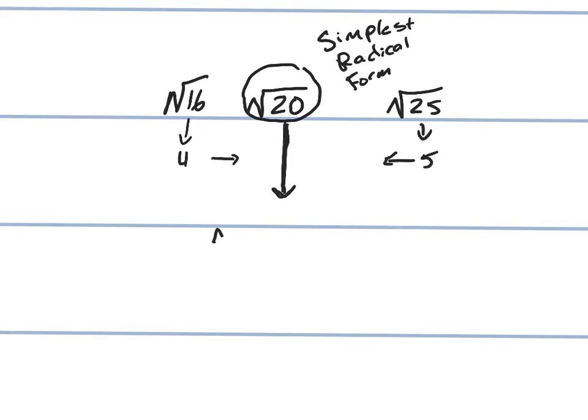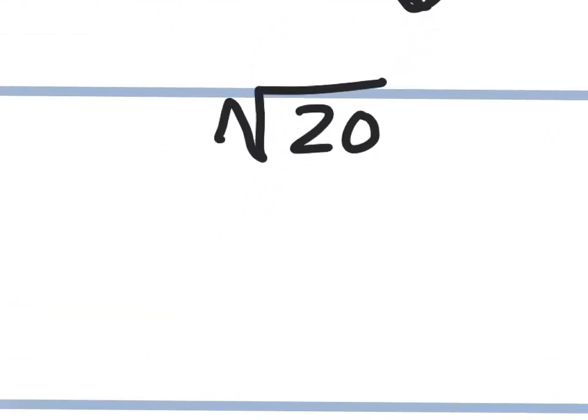So let's talk about what we can do. I don't know the square root of 20. I'm not lying when I say that. I don't know what times itself will give me 20. But what I can do is I know two numbers that when I multiply them together will give me 20. What are those two numbers? Okay, 4 and 5. So the square root of 20 is the exact same thing as the square root of 4 times the square root of 5.